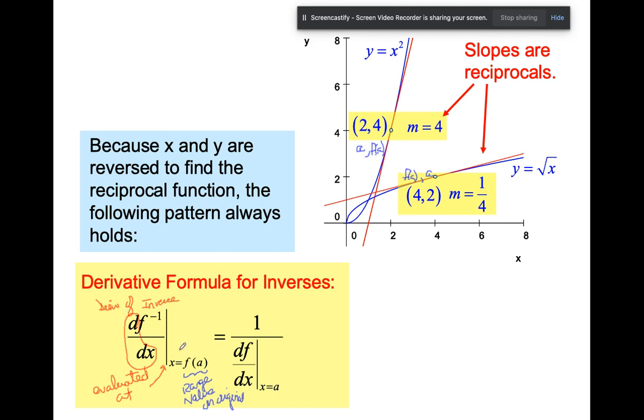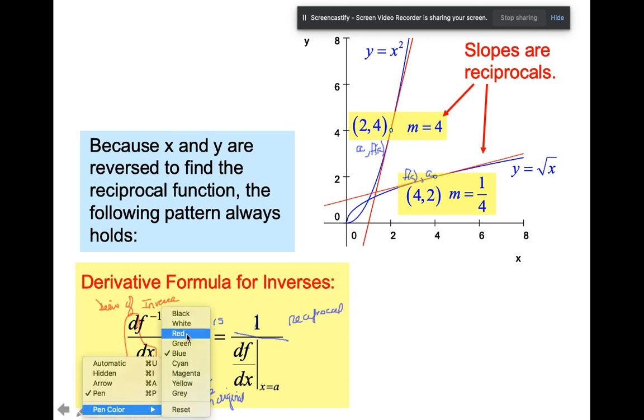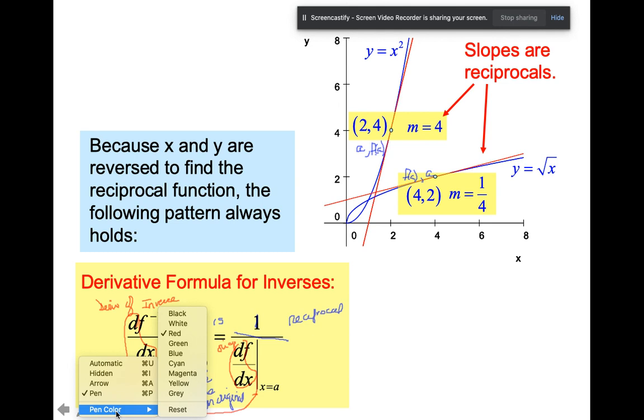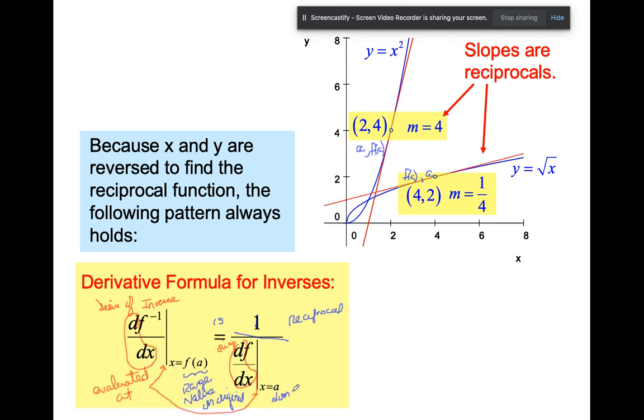So the derivative of the inverse evaluated at a range value on the original is the reciprocal of the original derivative. Original derivative evaluated at, right? That bar means evaluated at the domain value from the original.